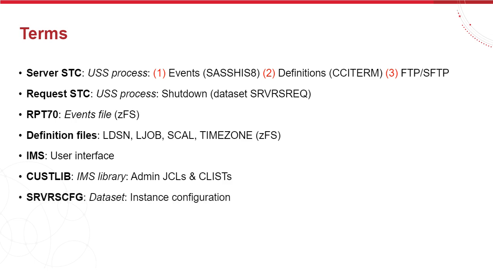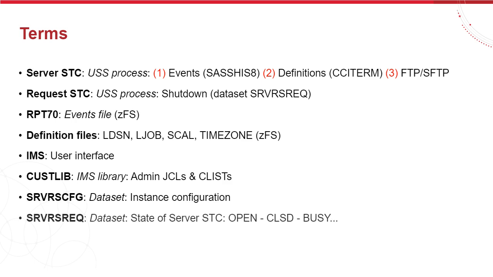SRVR SCFG is a dataset that stores instance configuration data. Each instance has its own config dataset, in which we'll find the instance's name, source CA7 server, destination AAI server, file transfer methods, data acquisition cycles, and more.